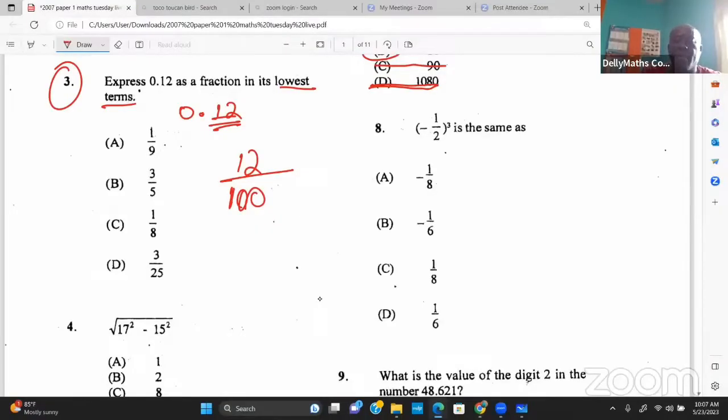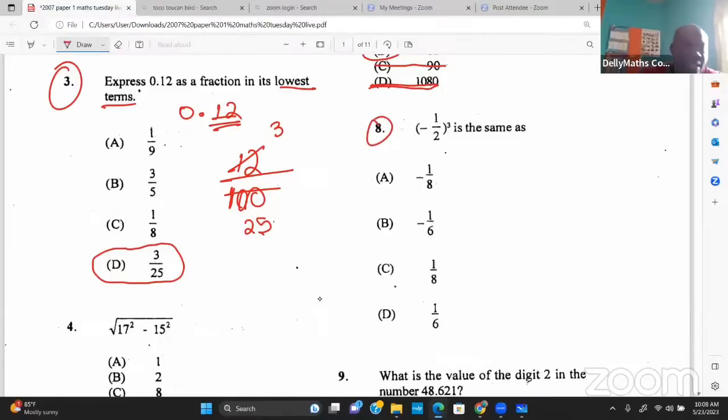Now, this is not there because they want this in its lowest. You can take your time. Let us say we want to use 4. 4 into the 12 goes 3 times, and 4 into 100 is actually 25. So I'm looking at 3 over 25. All right, let's look at number 8.